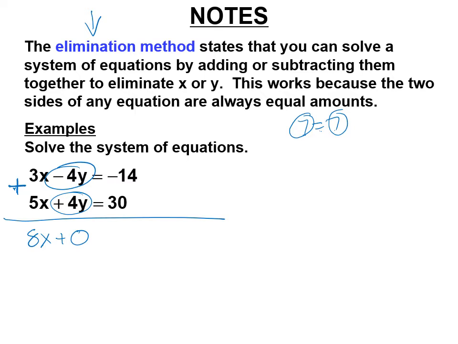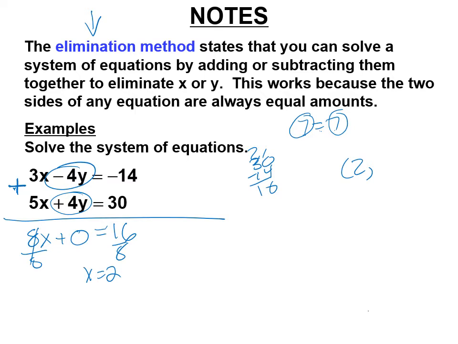And negative 14 plus 30, well, 30 minus 14, I'm going to flip it over, is 16, all right? Let's solve that equation. Divide both sides by 8, x equals 2. So these two lines must intersect where x equals 2. Now, that was really easy.